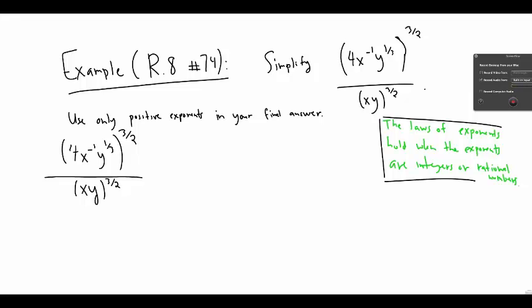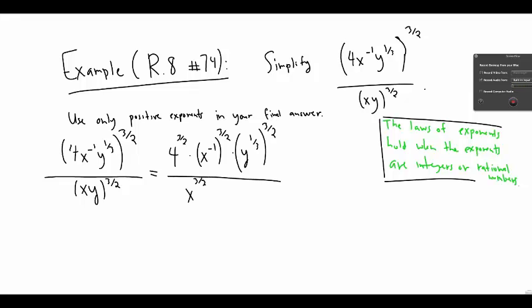Great. So what do we want to do first? First, we want to distribute the power 3/2. Here's one way to do this problem. Start by distributing 3/2. So the 3/2 power gets distributed to each factor inside the parentheses: 4 to the 3/2 times x to the minus 1 all raised to 3/2 times y to the 1/3 all to the positive 3/2. And on the bottom we get x to the 3/2 times y to the 3/2.